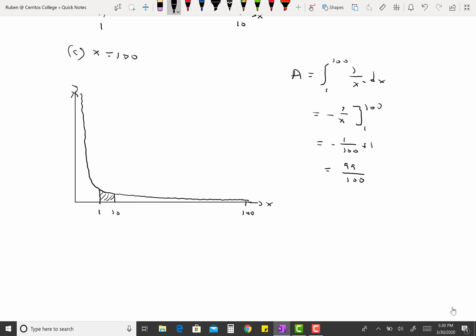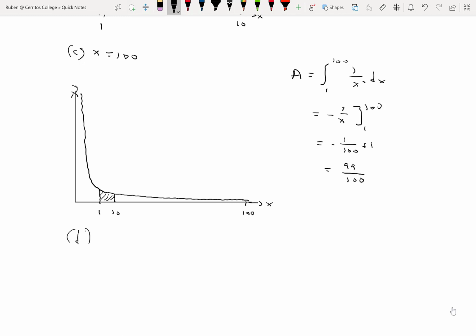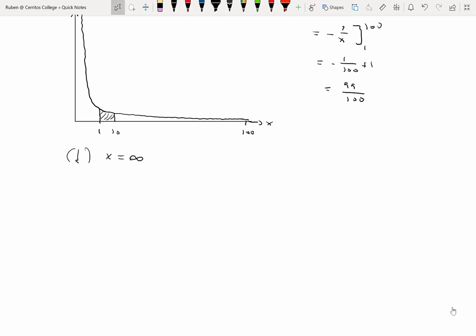I want to take kind of a big leap now. For part D, I want to find the area between x equals 1 and x equals infinity. Now, since it doesn't really make sense to have an upper limit that's not a number, at least for the time being, we can interpret this as wanting to find the area between the curve y equals 1 over x squared and the x-axis to the right of x equals 1. But in doing that, we're going to set up an integral just like we would do in Calc 1.